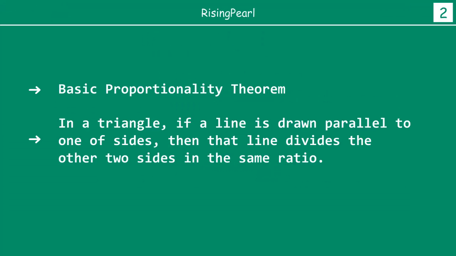The other theorem is basically we are referring to this particular theorem. The basic proportionality theorem is also known as Thales theorem. And this is the other theorem we are talking about, which we have seen many times. In a triangle, if you draw a line parallel to one side, then that line divides the other two sides in the same ratio.